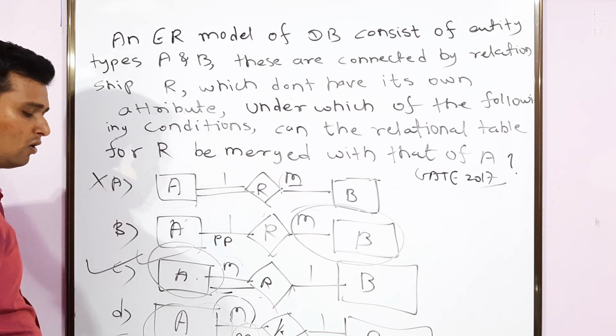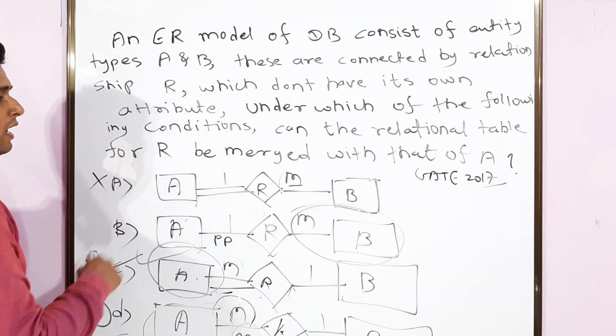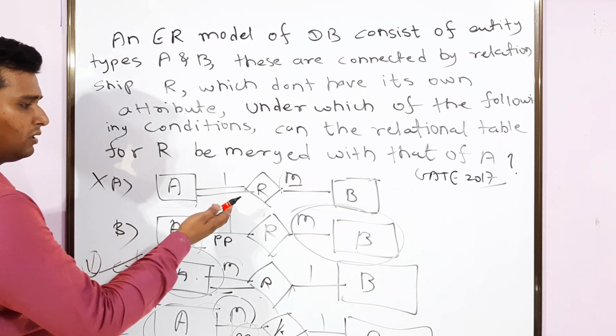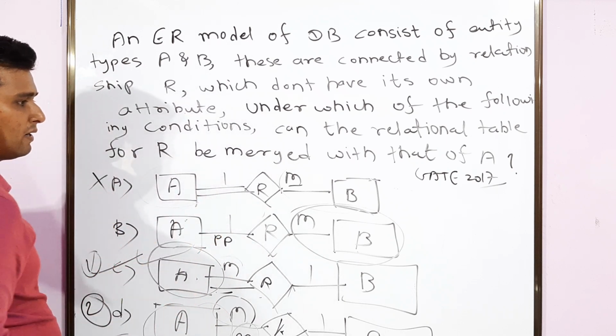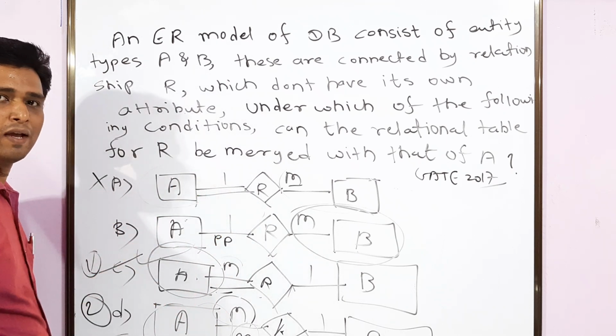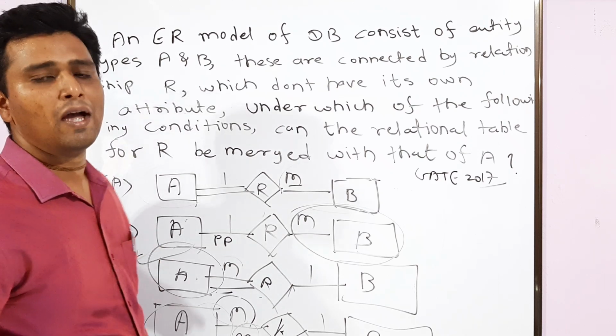So always we are going to modify the many side relationship. This is the first priority, this will be the second priority, and this is third, because this one has ambiguity: on one side you have M and on the other side total participation, so you can do anything. So this is not predictable, so the best option for this question is answer C.